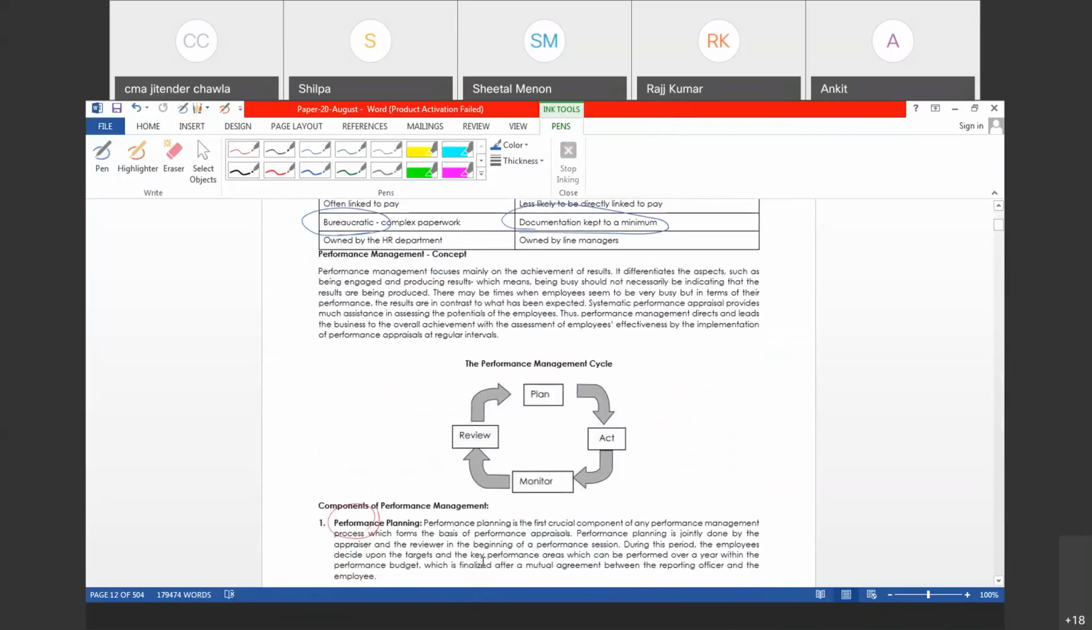Before understanding the formal definition of performance management, I want to start with an example. What do you mean by performance? What do you mean by the performance management cycle? It's plan, act, monitor, and then review. Right. So, performance management, what is the very first step? We cannot say.